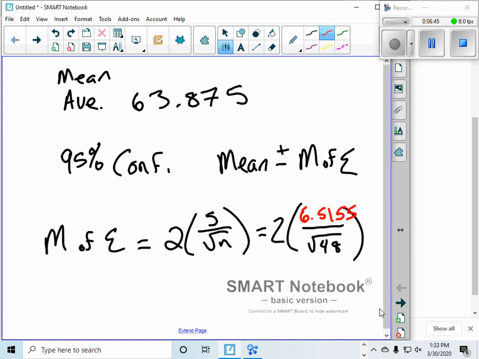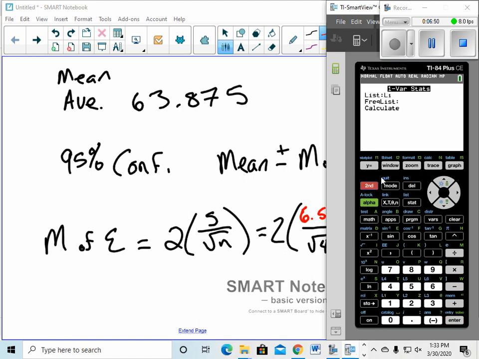Okay, so now to get my margin of error, I'm just going to grab my calculator and go 2 times 6.5155, divide that by the square root of 48.